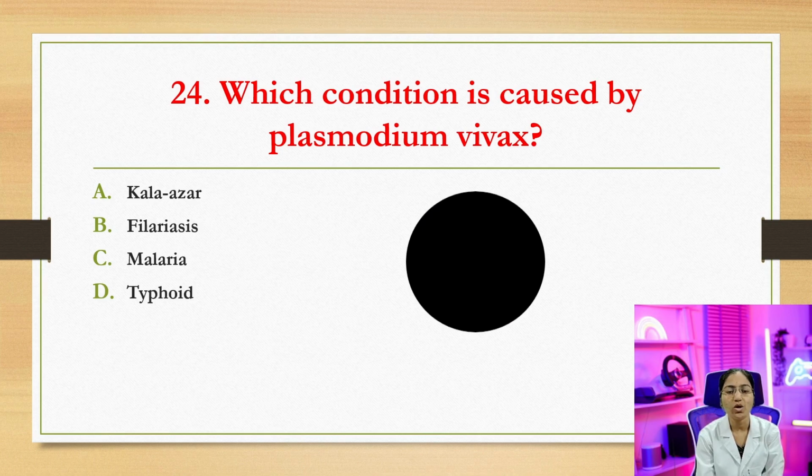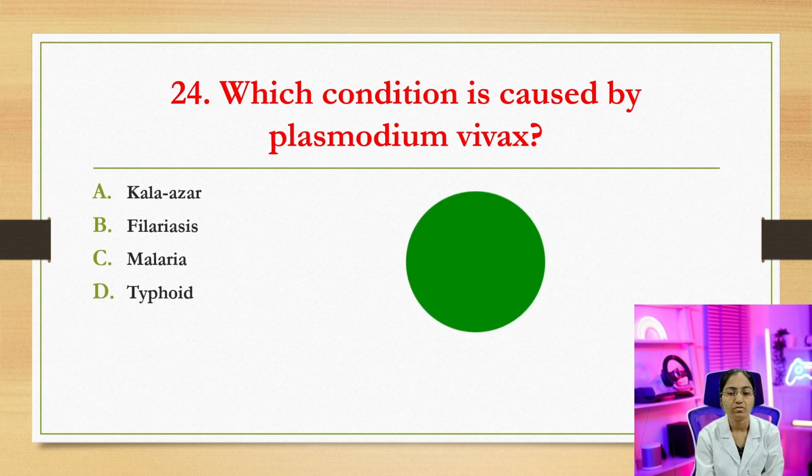Which condition is caused by Plasmodium vivax? Here are the options. Right option is malaria. We'll move to the next question.